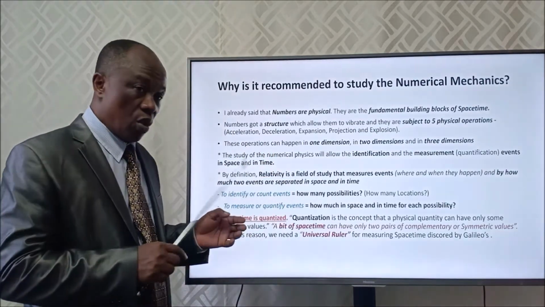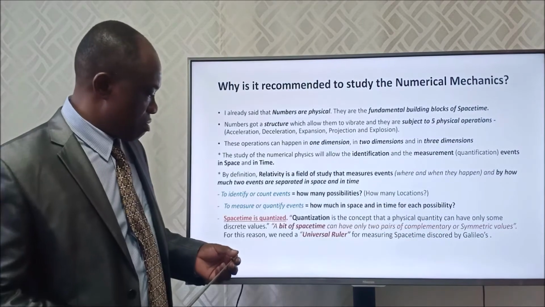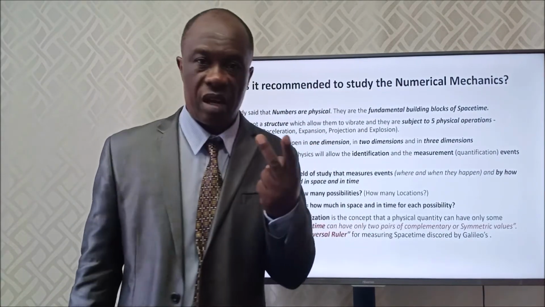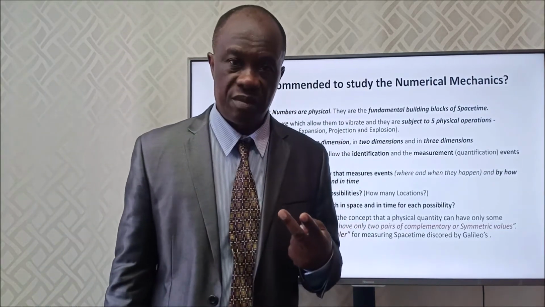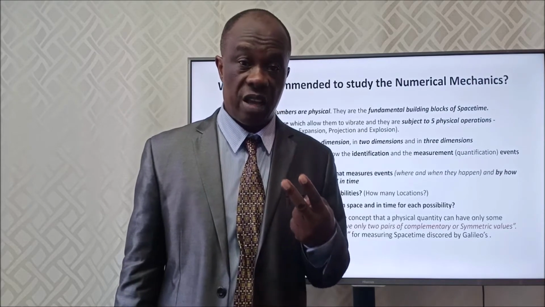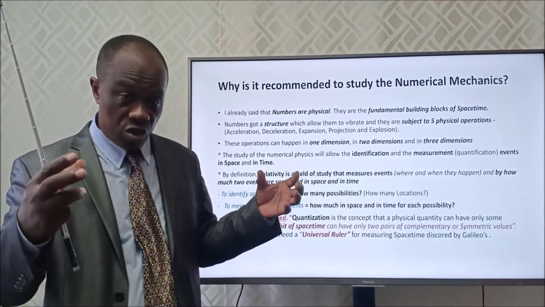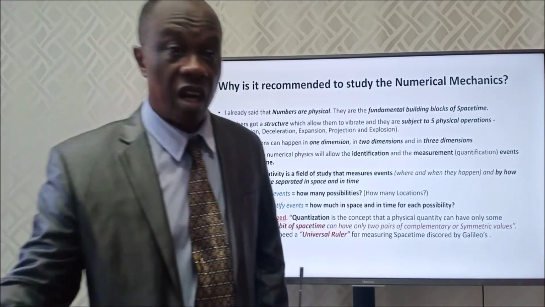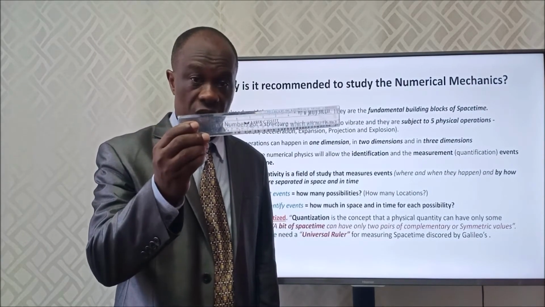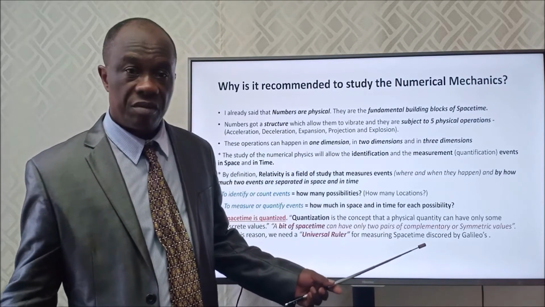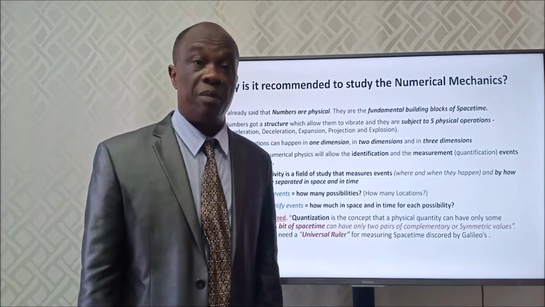So for space-time, we are going to cut space-time into portions in order to measure it. And there, we will realize that a bit of space-time can have only two pairs of complementary or symmetric values. So this is a very important news I am announcing here. Space-time is quantized. And we are going to use a ruler to measure space-time. When I say ruler, I literally mean ruler, like this. And that ruler is provided by Galileo's experiment.